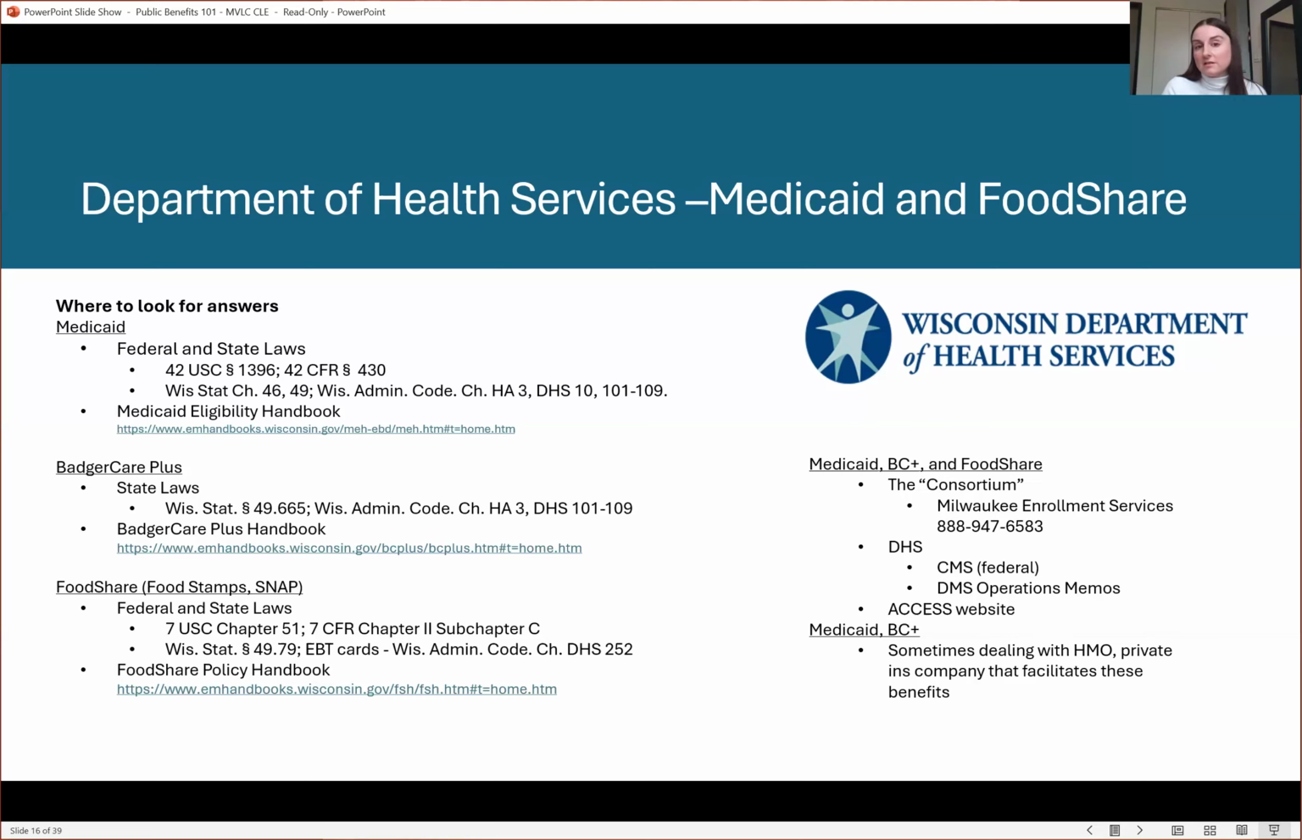You can look at notices. You can see what benefits people are eligible for, what's going on in their case. You can apply for benefits on Access. So that's a really good resource to remember.